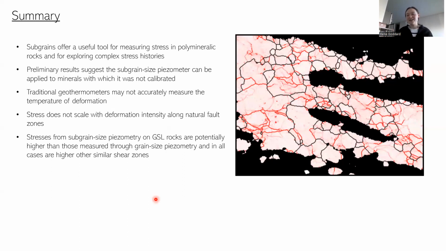And I would urge, if this is a topic that you're interested in, I personally want to work on it more, getting better flow laws or better stress partitioning models for looking at natural samples to try and get an idea of the bulk stress. A warning that traditional geothermometers may not actually be measuring the temperature of deformation. And potentially strike slip faults are stronger than their normal and reverse equivalents.